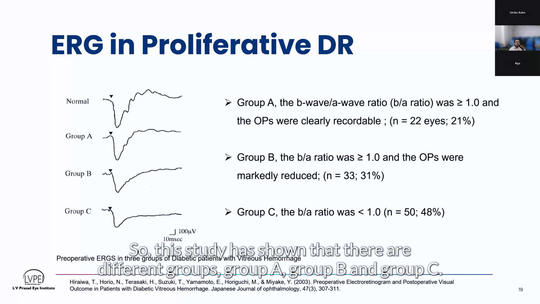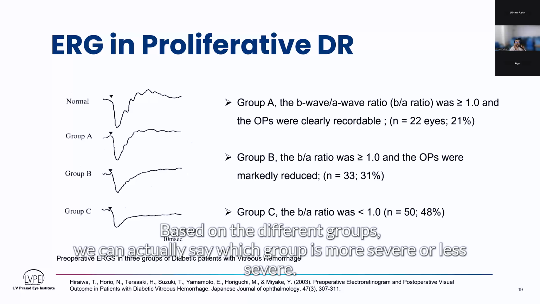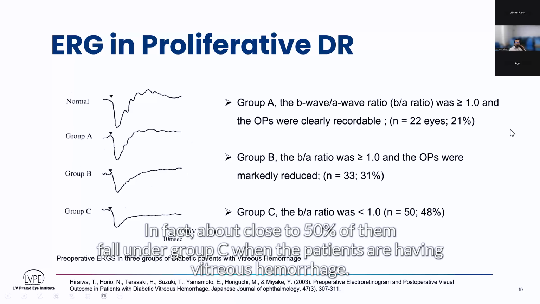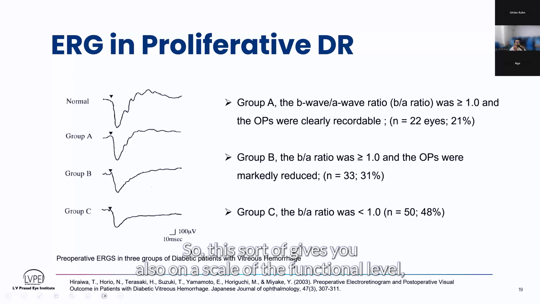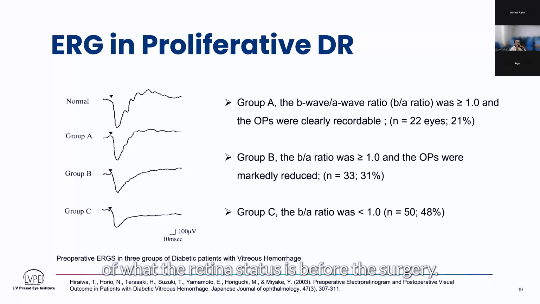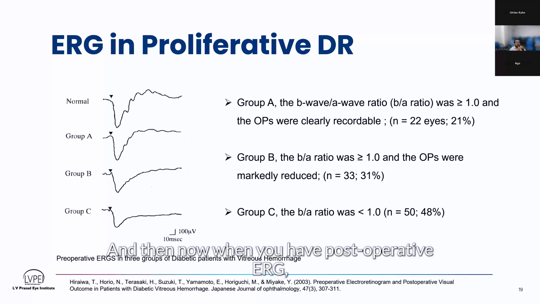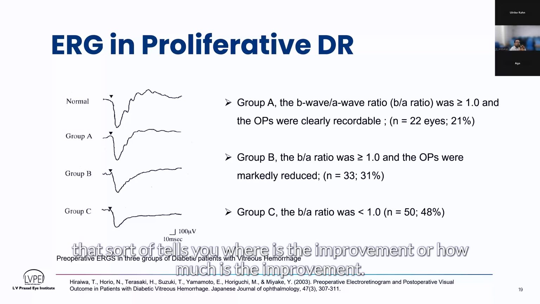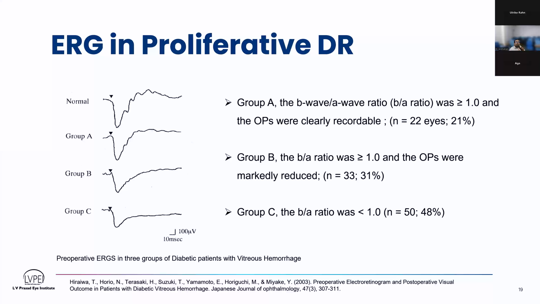This study has shown that there are different groups, group A, group B, and group C. Based on the different groups, we can say which group is more severe or less severe. In fact, close to 50% of them fall under group C when the patients are having vitreous hemorrhage. So this also gives you, on a functional scale, where the retina status is before the surgery. And when you have post-operative ERG, that tells you where the improvement is or how much the improvement is.